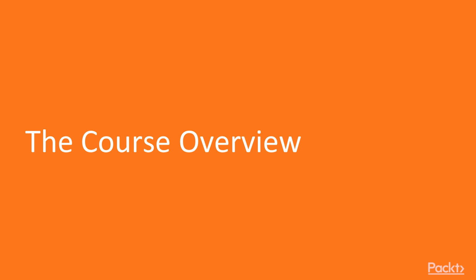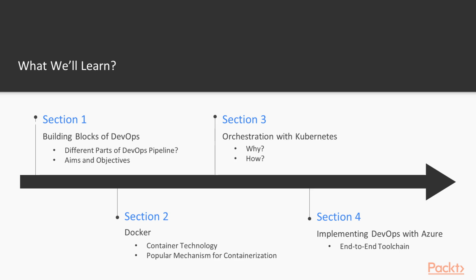Before we get started, let's take a look at what we're going to cover in the course itself and what you can expect to learn. Starting in Section 1, we will be looking at the building blocks of DevOps, what the different parts of a DevOps pipeline are for, and its general aims and objectives.